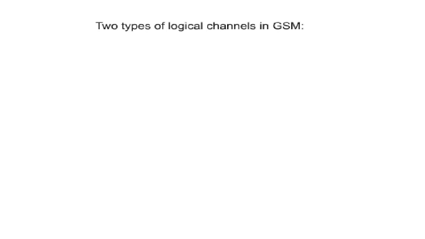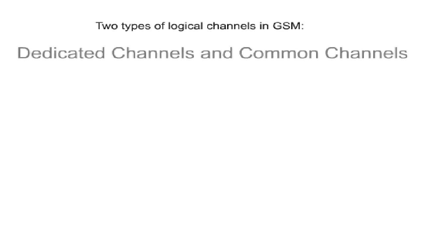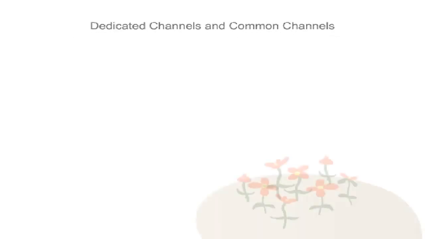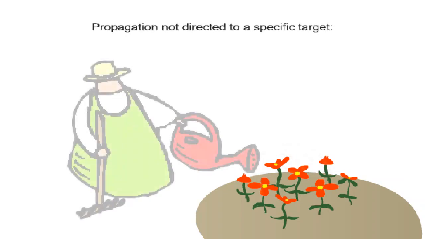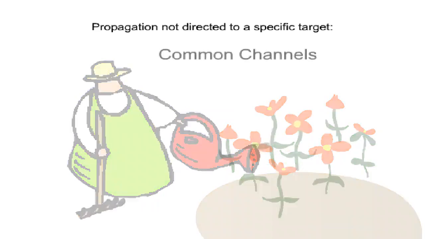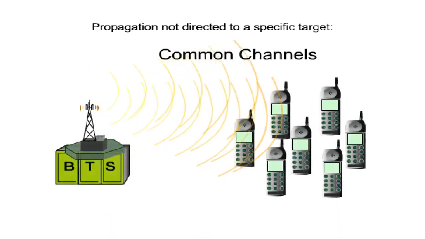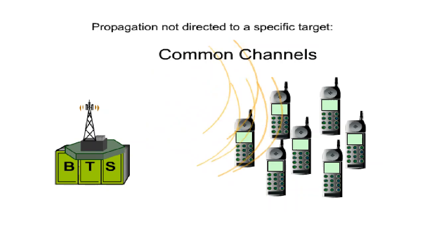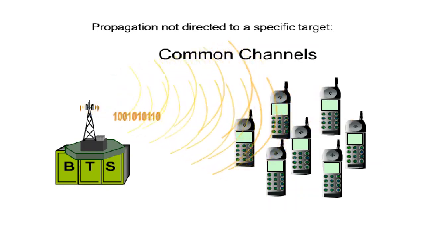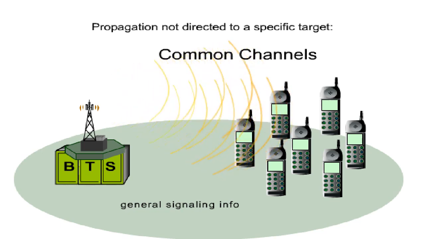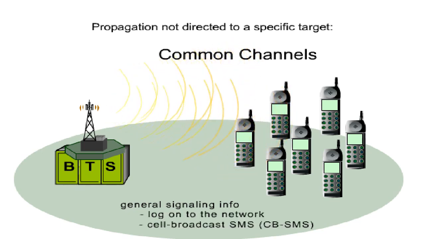In GSM, there are two types of logical channels: the dedicated channels and the common channels. Let's explain the difference between the two with a metaphor from gardening. If we want to water a whole area, and not a particular plant in it, we use a watering can. This metaphor describes the common channels. These supply their data according to the principle of equal shares for all, and are not directed to a specific target. They're used to broadcast information area-wide to all the mobile stations within the service area of a BTS. This is general signaling information, for example, to log on to the network and cell broadcast SMS.